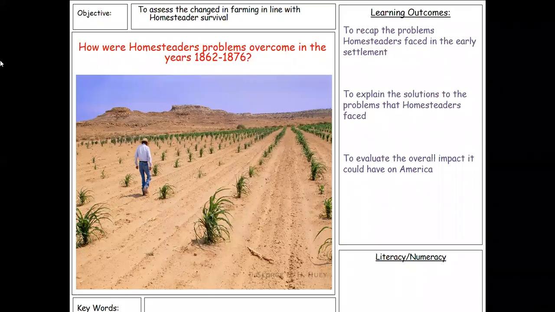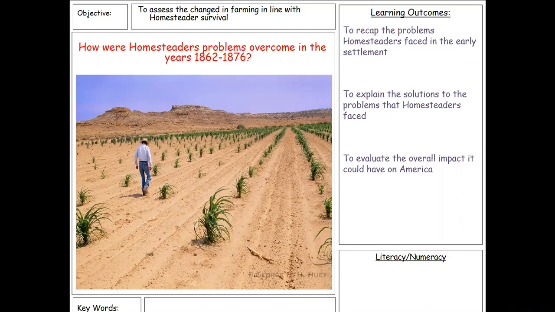Right, now this lesson is going to be another part of Unit 2, American West, looking at how homesteaders' problems were overcome in the years 1862 to 1876. But to do this lesson, we need to understand firstly, what problems did people face farming on the Great Plains in the years 1835 to 1862? That's the first learning outcome, to recap problems that homesteaders faced.